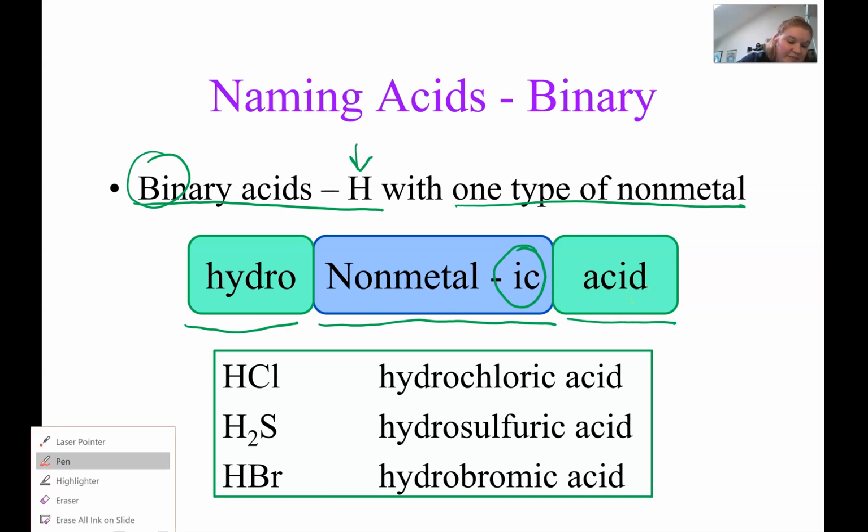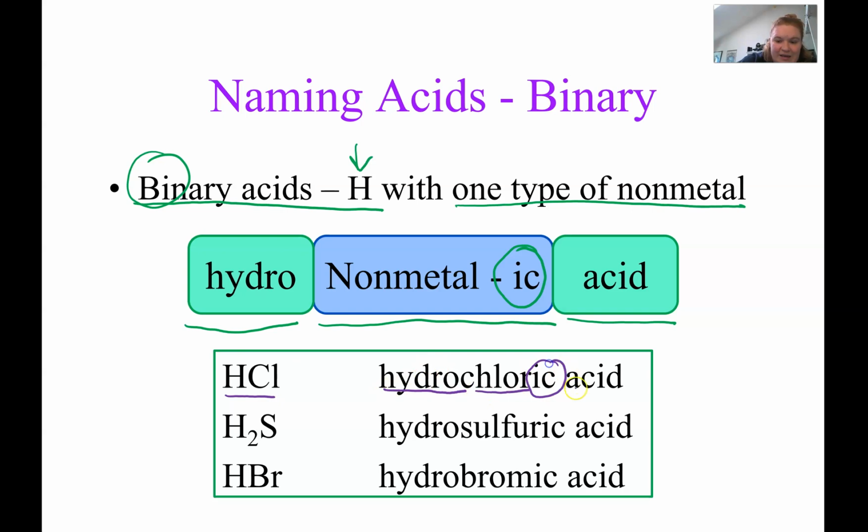So here's our examples that are down here. HCl is hydrochloric acid. H2S is hydrosulfuric acid. So hydro in the front, acid at the end, and an "ic" in the middle. That's it. That's all there is for binary. It's a pretty quick one also.